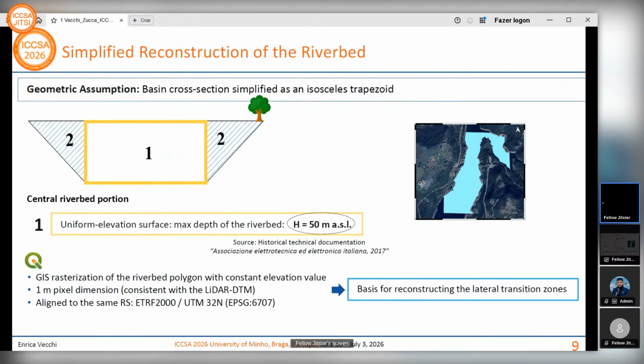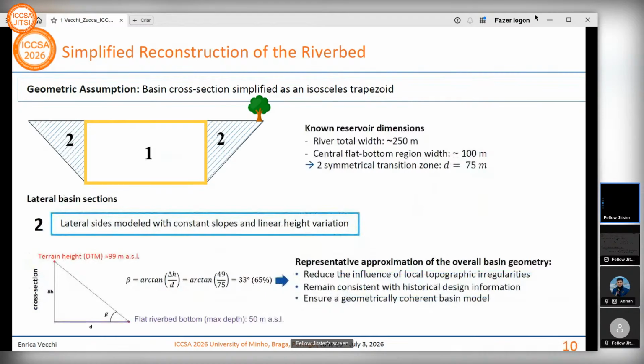So what we did was to produce a raster model with 1 meter pixel dimension, consistent with the LiDAR one, and also aligned to the same reference system, to represent only the central part of the water body. Concerning the two lateral basin sections, we hypothesized a uniform value of the slope, and so it was important to derive the value of this slope. We hypothesized different kinds of approaches, and then we preferred to use some known dimensions of the dam, also found in some literature. So we knew the river total width, we knew the central flat bottom width of the dam, and so we derived the two dimensions of these lateral sides, equal to 75 meters.